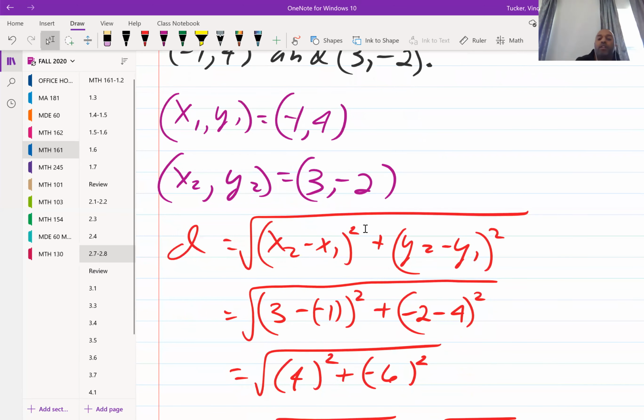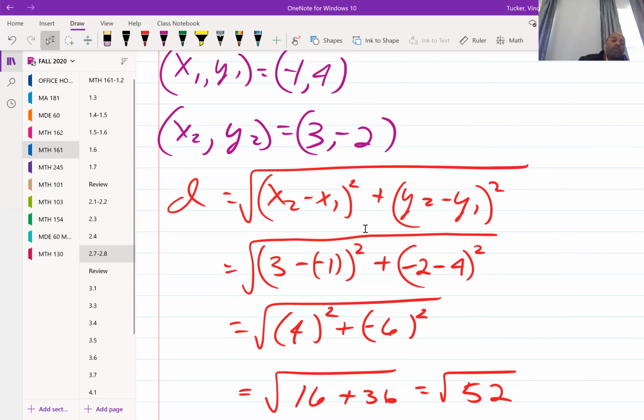So 3 minus -1 squared will give you 4 squared. -2 minus 4 is -6 squared. 16 plus 36 under the radical gives you 52. That's the square root of 52.